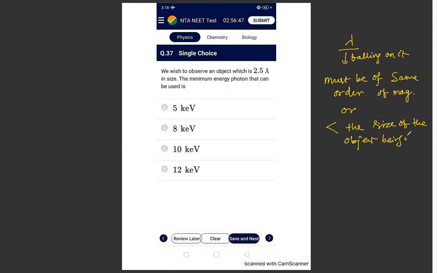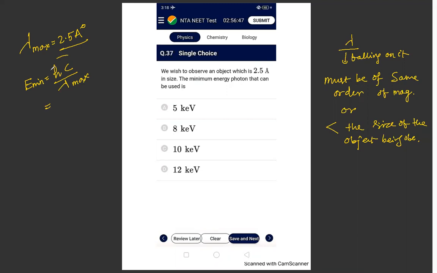That is being observed. So let's find out the largest possible wavelength. The largest possible wavelength should be equal to the size of the object, that is 2.5 angstrom. We are required to find out the minimum energy. As we know, minimum energy corresponds to maximum wavelength. So that is hc by lambda max.